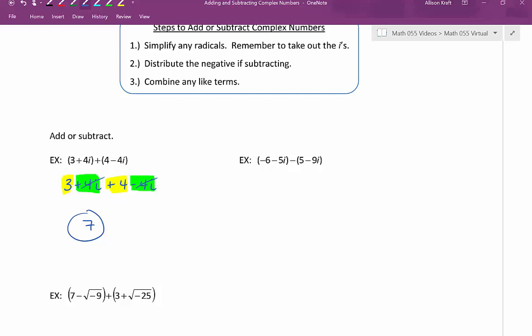Let's subtract (-6 - 5i) - (5 - 9i). We don't have any radicals to simplify, but I do have a negative that needs to be distributed into my second parenthesis. Same thing we do when we are subtracting polynomials. This is -6 - 5i - 5 + 9i. And then we combine like terms.